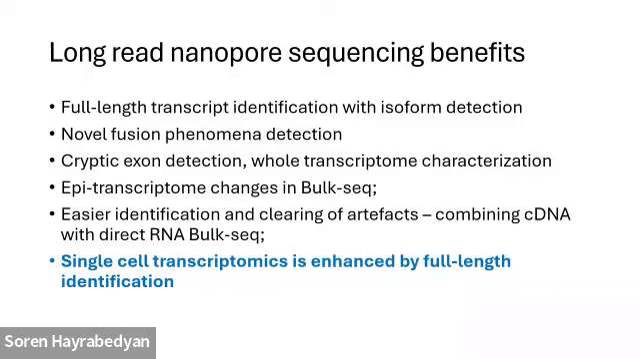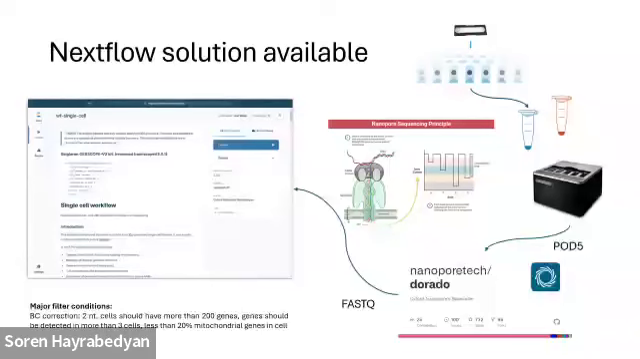Also, the new emerging possibilities for rapid transcriptome changes in bulk-seq. Unfortunately, not in single cell, but the future will tell. And easier identification and clearing of artifacts, combining cDNA with direct RNA bulk-seq. So single cell transcriptomics is the next step when you want to analyze a complex sample. In this case, you'll see that we analyzed only a single cell line, not a multitude of cells, and yet we have more data due to the single cell sequencing. So we used the GScope version 1 kit.